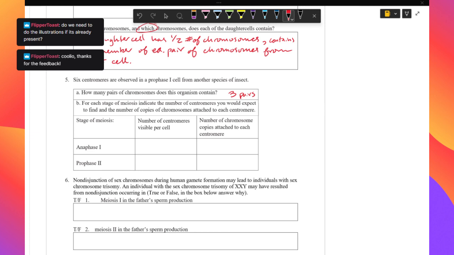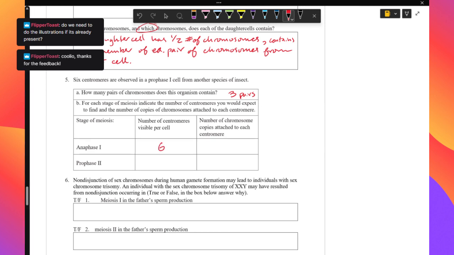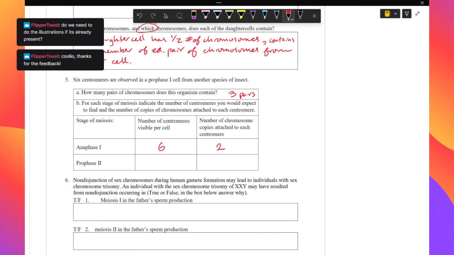All right, so for each stage of meiosis, indicate the number of centromeres you would expect to find and the number of copies of chromosomes attached to each centromere. In anaphase 1, things are starting to move apart. You should have 6 centromeres visible per cell, and the number of chromosome copies attached to each of those centromeres would be 2.